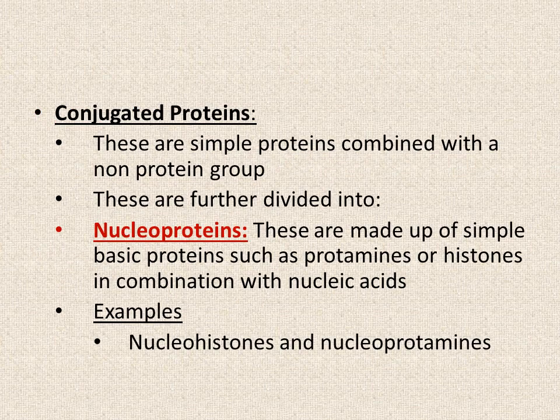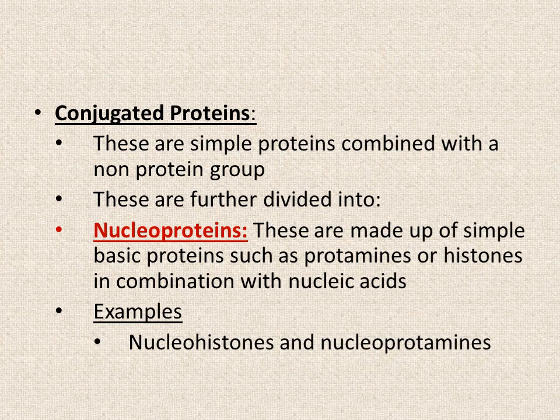So we are all done with simple proteins. Now we move on to conjugated proteins. Conjugated proteins, as the name indicates, are basically simple proteins which are present in combination with a non-protein group or with another type of molecule.